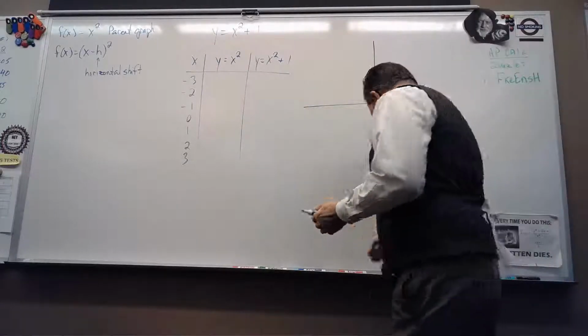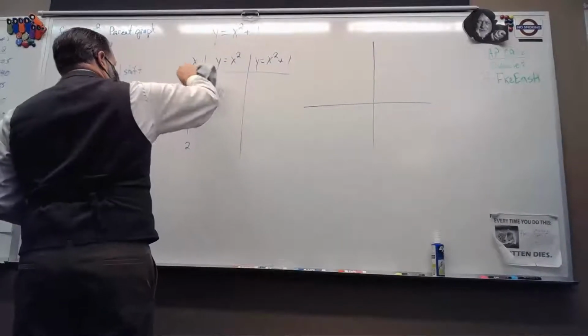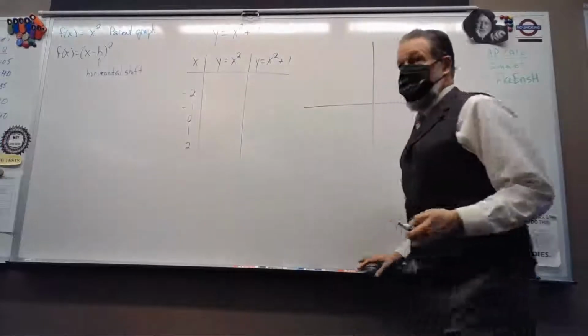Go. Actually, you know what? Let's make this easier because we don't need the 3s. We're not going to graph them anyway. There we go. That's all we really need.